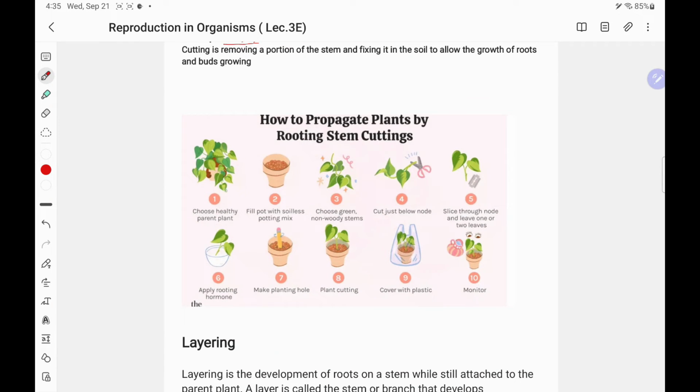This is a plant, I think a money plant. See how it is cut: choose a healthy parent plant, then fill a pot with soil. Choose non-woody stems. Cut below the node, slice through the leaves, then apply rooting hormone, make a hole in the soil and plant the cutting, cover with plastic, then monitor.